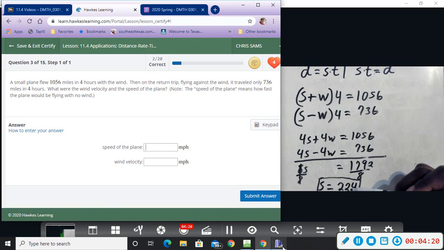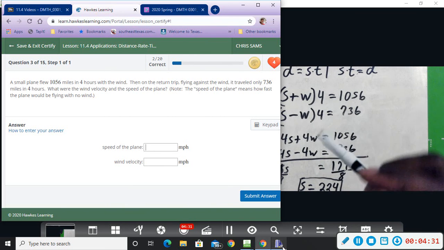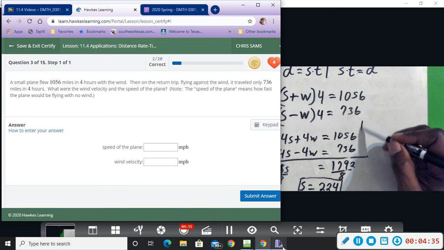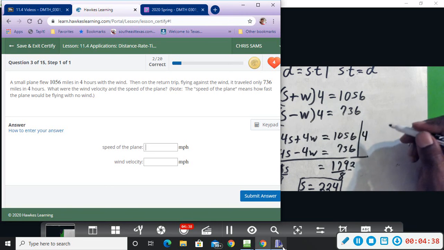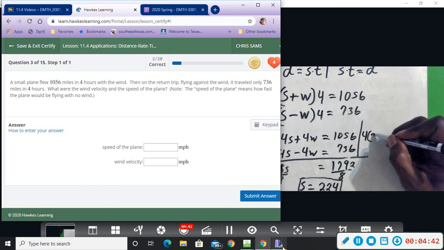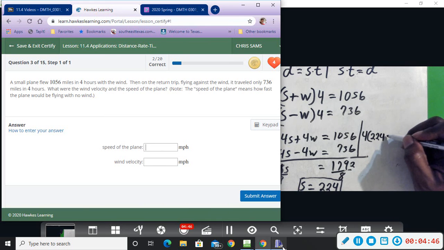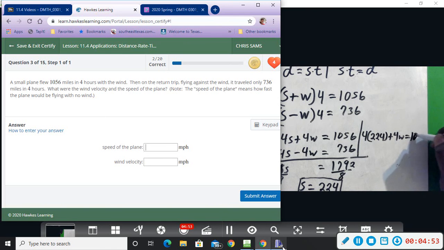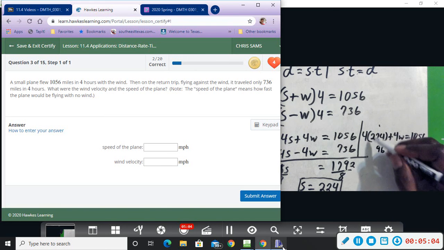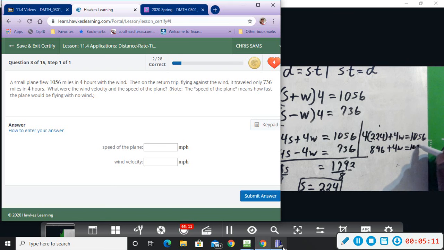Now that I know the plane speed, I can figure out the wind speed by plugging 224 into either one of these 2 equations. So let's do the one with positive numbers right here. So we have 4 times the 224 for the speed of the plane plus 4W equals 1056. So 4 times the 224 gives us 16, carry 1. 8 plus 1 is 9. 8. So we get 896 plus 4W equals 1056.